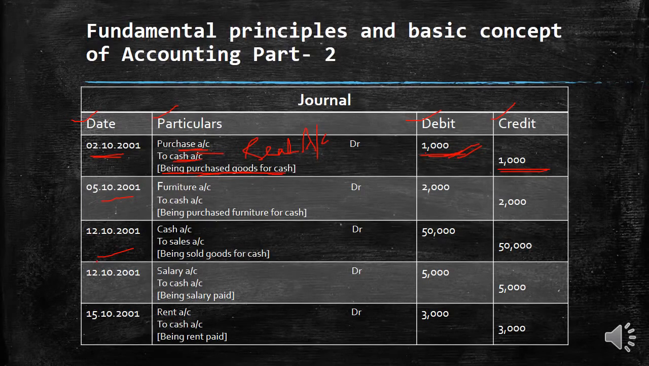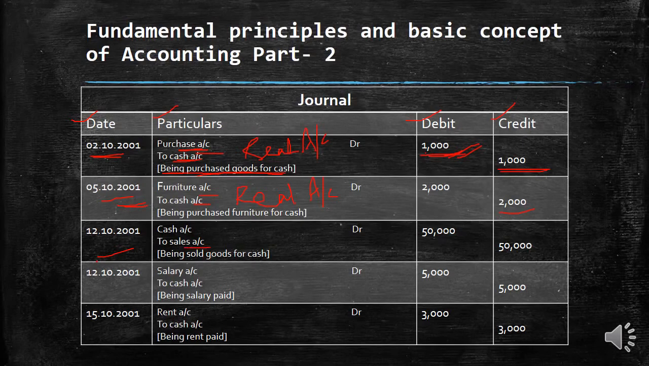The next transaction is purchased furniture for cash rupees 2000 on 5th October 2001. So in the journal we have written the date in the date column, and we have debited the furniture account and credited the cash account, because furniture and cash account both are real accounts, right? So the furniture account will be debited because the furniture comes in and the cash goes out, so it will be credited, right?